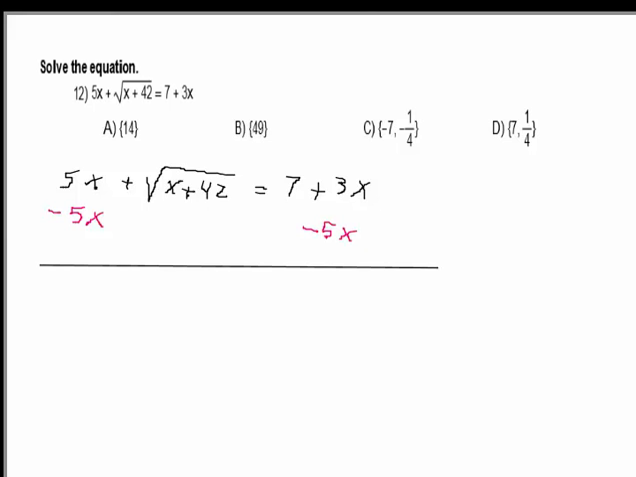In this case, we can isolate the radical simply by moving the terms around. So this would be the square root of x plus 42. On the right hand side, I get 7 minus what? The x minus 5x gives me 12... Do you get me so far? So step number 1 is isolate the radical. Step number 2 is to square both sides.